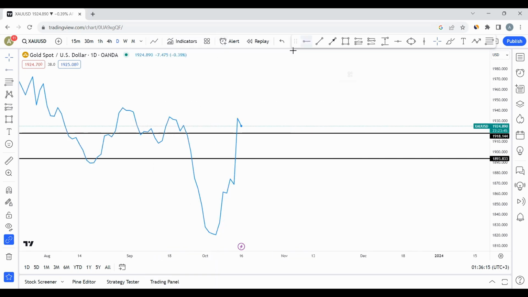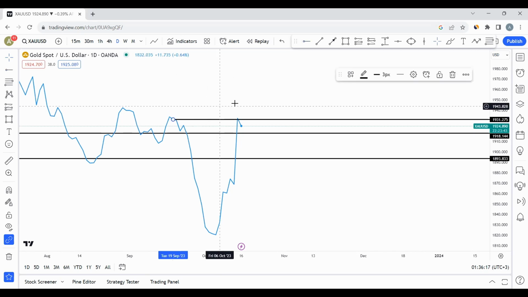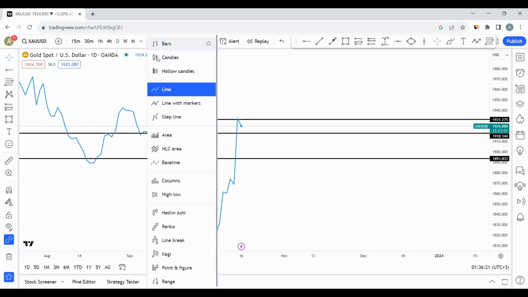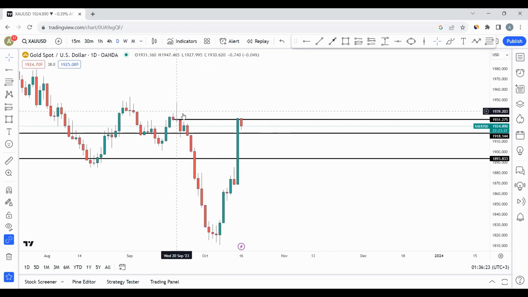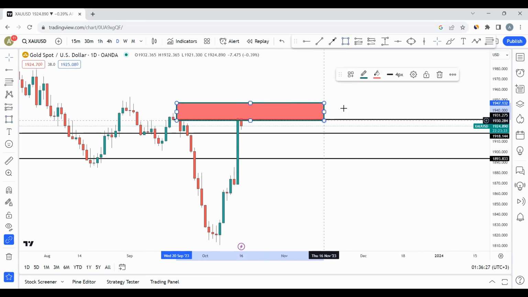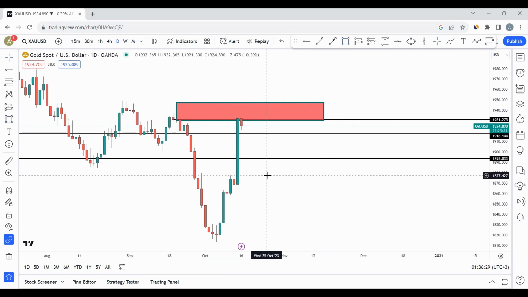We have a hidden structure exactly where price is trying to turn from or is attempting to turn from here, right? So when I go back to candlesticks, this is the structure. This whole area here is the structure that I expect gold to test to give us a push down.